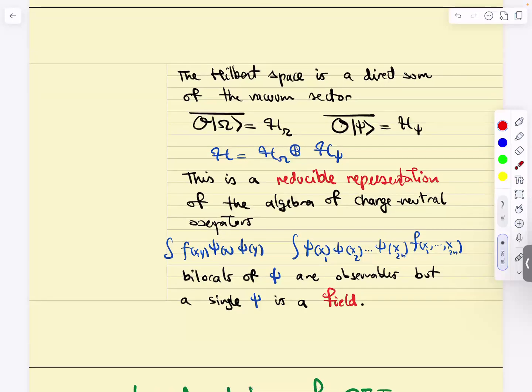So, yeah, the Hilbert space is the direct sum of the vacuum sector and the one fermion sector, or said differently, it's the direct sum of the sector with an even number of fermions and odd number of fermions. This is a reducible representation. Hopefully that's clear, right? What are the charge neutral operators? They're the observables. They must be bilocals or four locals or 2n locals. They're generated by bilocal operators like this, right? These are familiar, right?